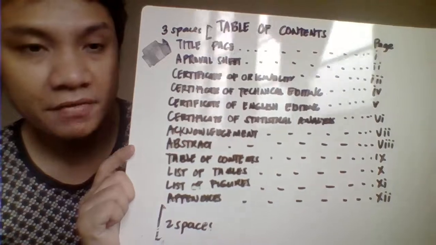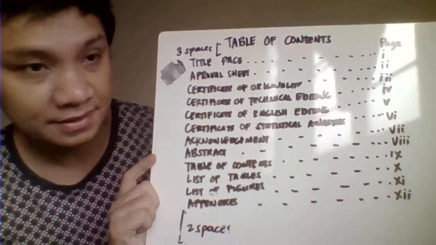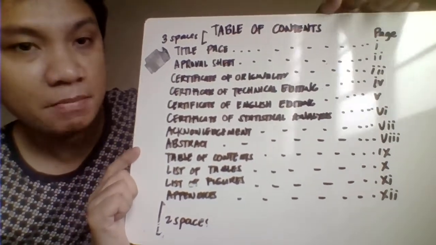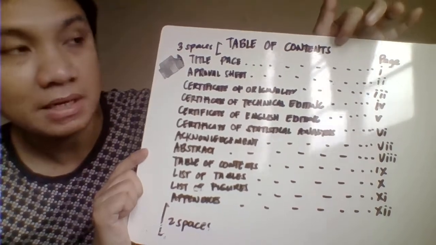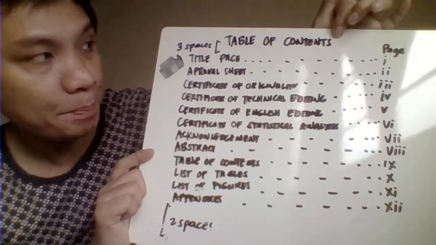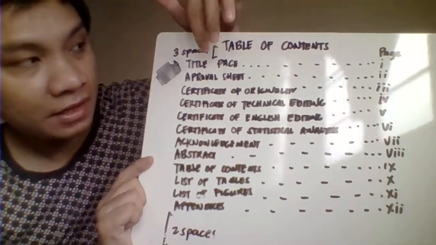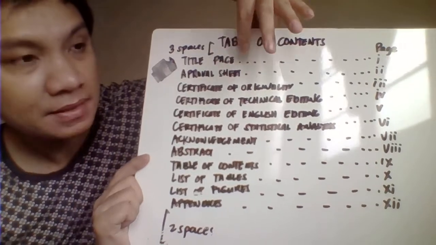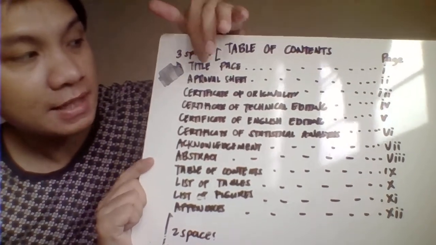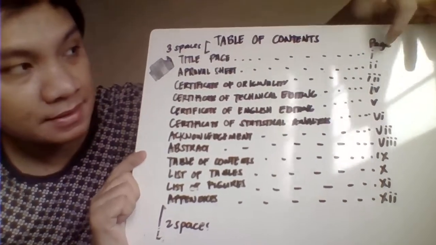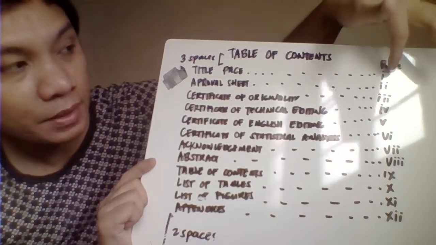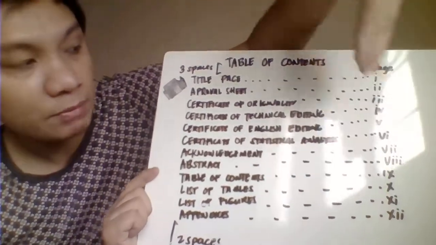Okay, the next one, we have here the table of contents. So this should be the format of your table of contents. Table of contents is written in all capital letters. Then try to enter 3 spaces. Then you write here title page, all caps. Then you write the word page here, and it should be aligned with all the page numbers.